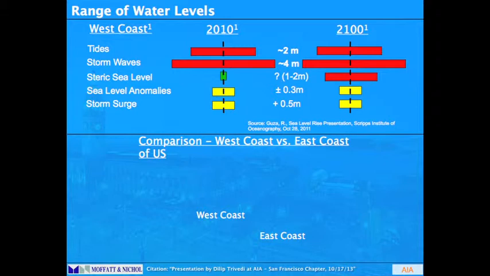By 2100, assuming that storm waves and tides don't change, which the jury's out on whether it will or not, the sea level rise increases 1 to 2 meters. West coast versus east coast, that's pretty much it. It's tidally driven and wave driven. On the east coast, you've got your surge and tide, and then your waves. So quite different approaches need to be adopted.